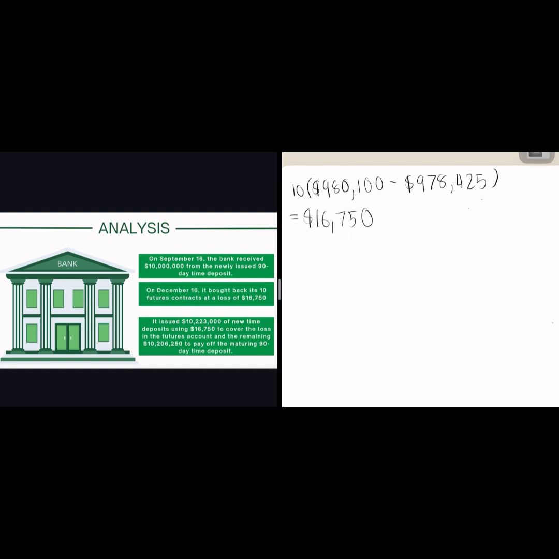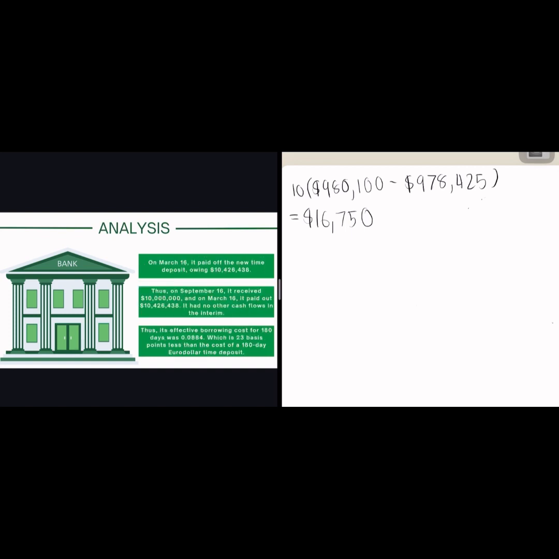And it issued 10,223,000 of new time deposit using 16,750 to cover the loss in the futures account, and the remaining 10,206,250 to pay off the maturing 90-day time deposit. On March 16, it paid off the new time deposit owing $10,426,438. So how did we get the $10,426,438? So here is the solution.